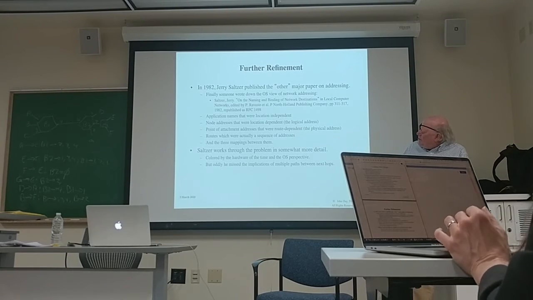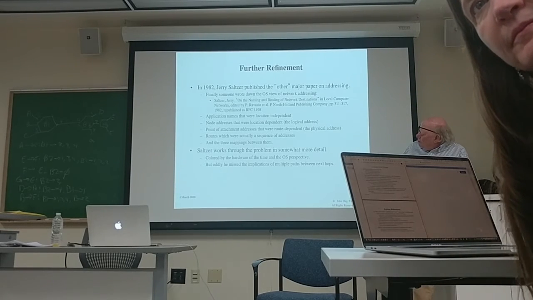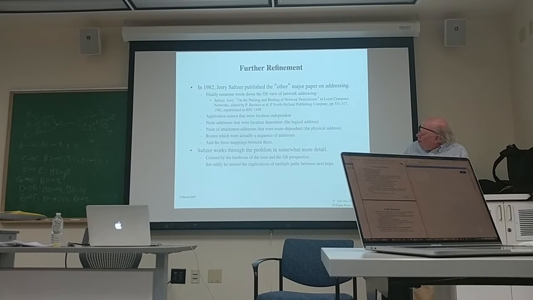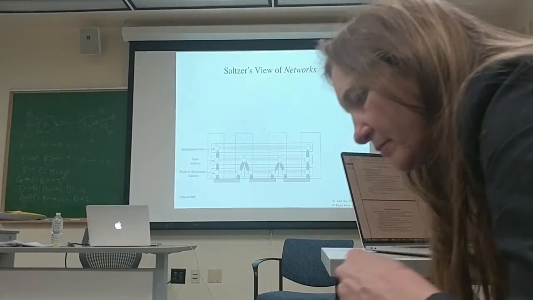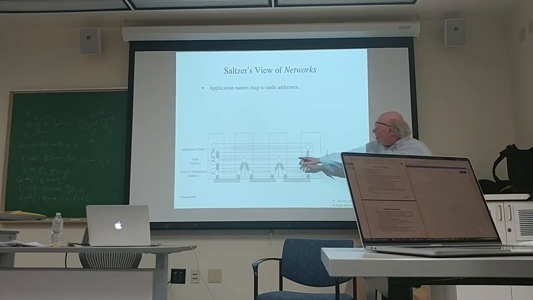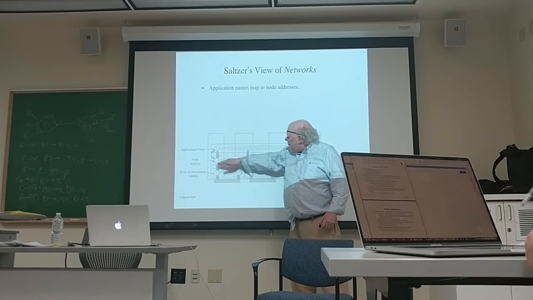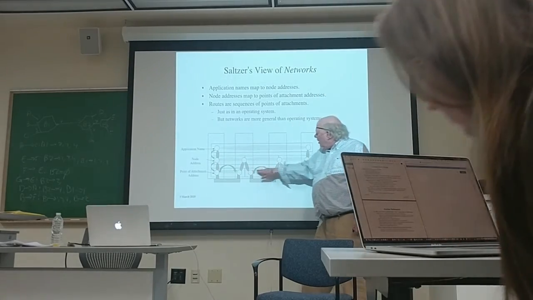And it's an interesting paper. It's a real hard read. But if you work through it, you'll begin to get what's going on. Oddly, he sees a problem, an issue that makes networks different, but he doesn't understand what it means. So this is what Jerry came up with. Application names map to node addresses, which map to points of attachment, and then routes are through here.